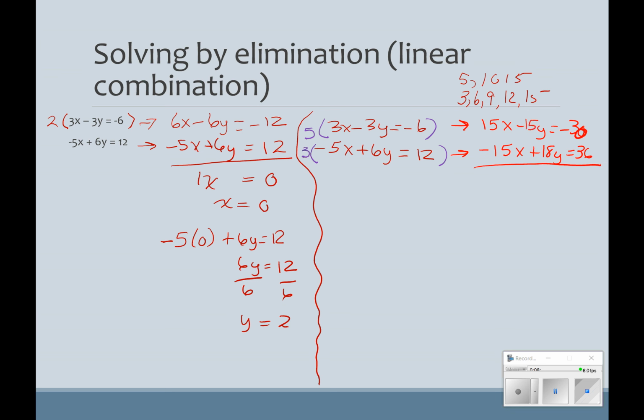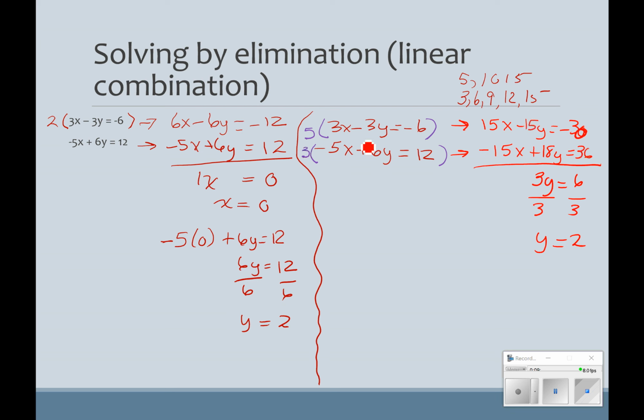So now when I add 15 and negative 15, those cancel out. Negative 15 plus 18 is positive 3, so 3y. Negative 30 plus 36 is 6. So now I'm going to divide by 2. So y equals 3. And then I can pick whatever equation I want. I'm silly. Hope you caught that. I'm going to divide by 3. I was thinking ahead, and y equals 2.